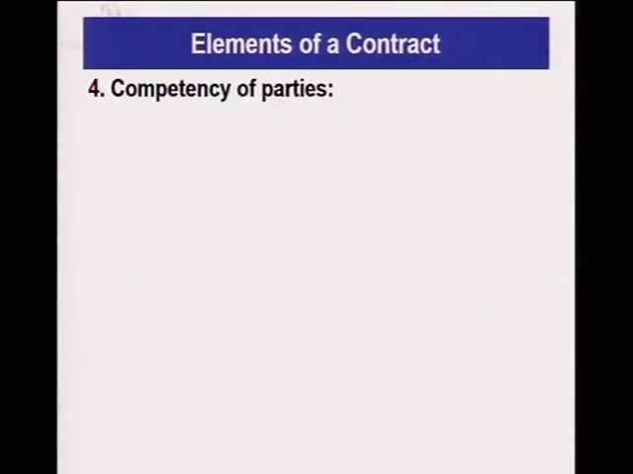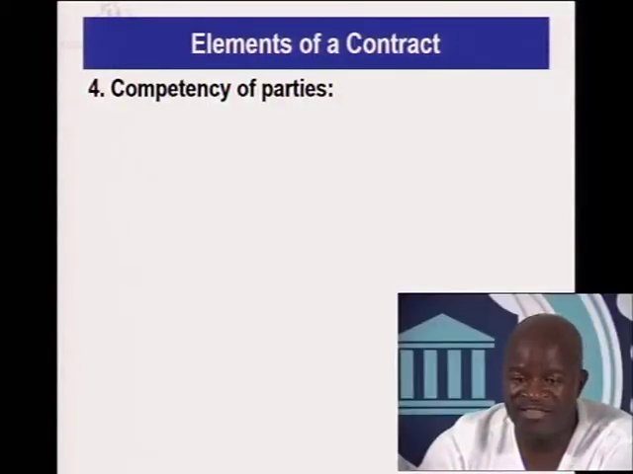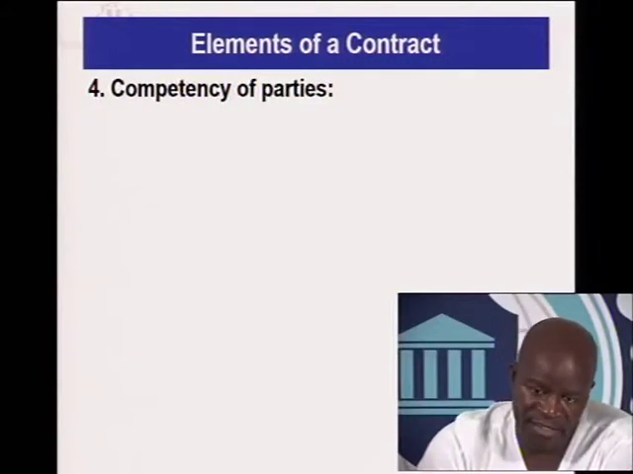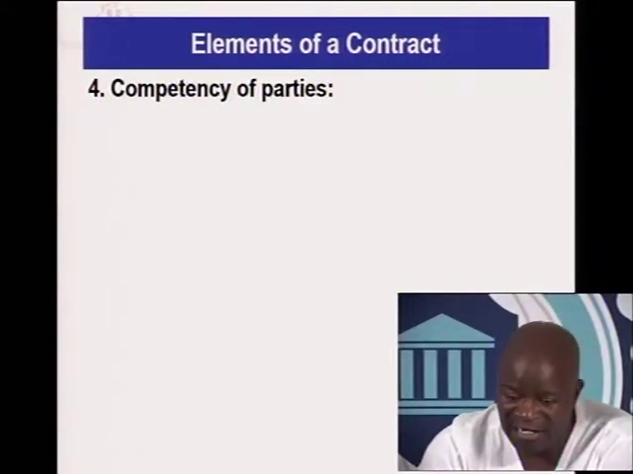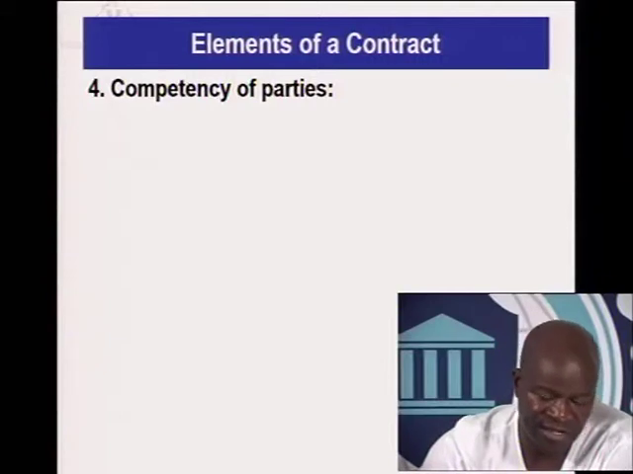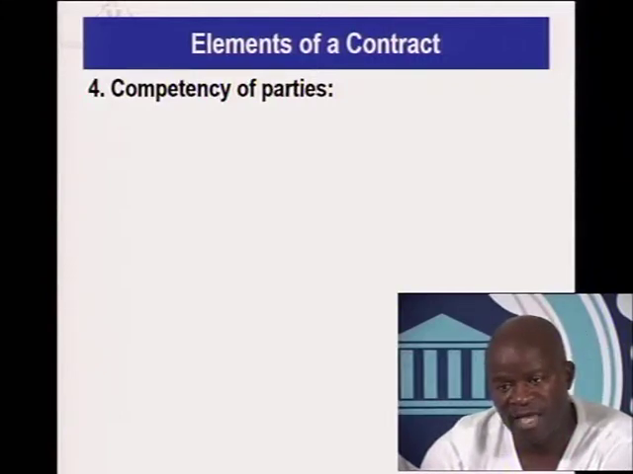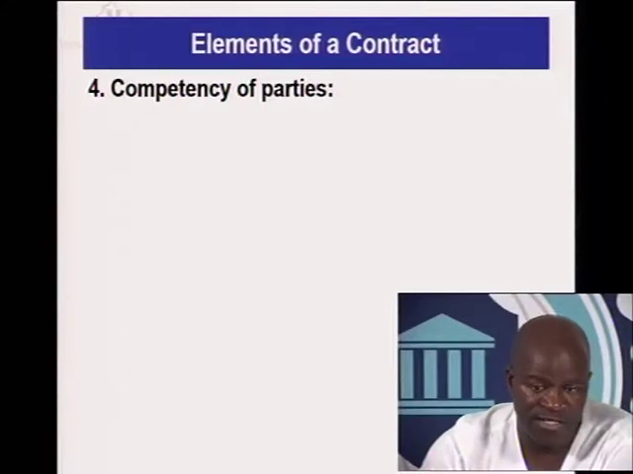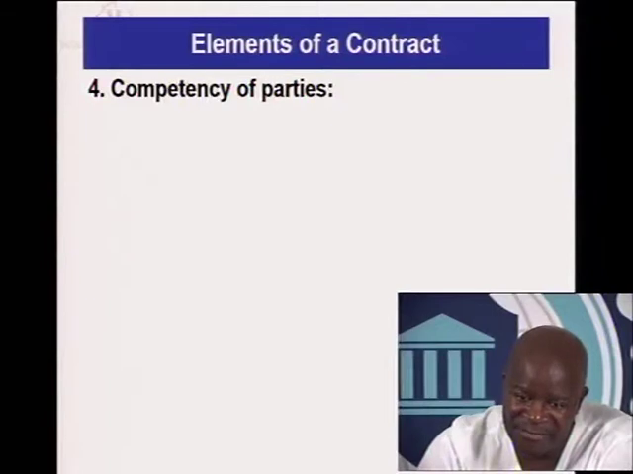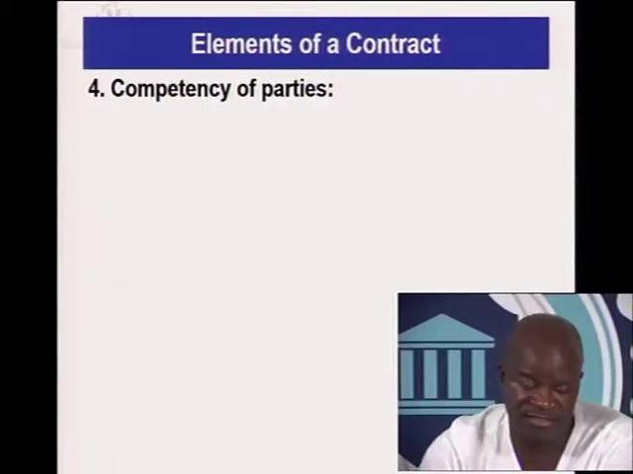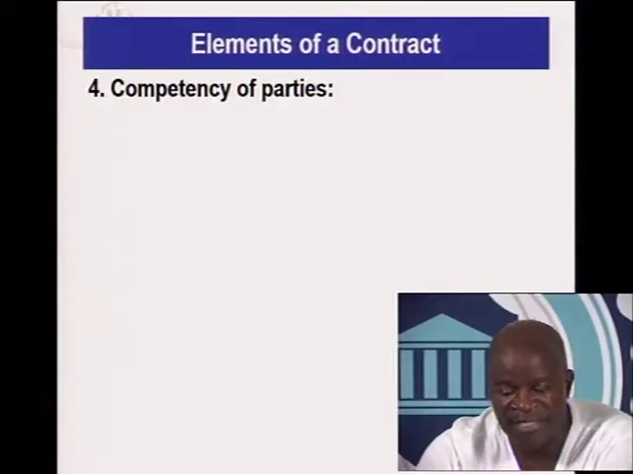Competency of the parties. When we're looking at competence of the parties, we're looking at whether the people who are in agreement are qualified in terms of the law to be in an agreement. A person who is mentally deranged cannot be competent to enter into a contract. The court will seek to establish, were the parties to the contract in their right faculties as far as their mental stability is concerned?